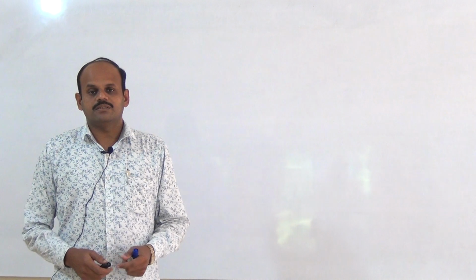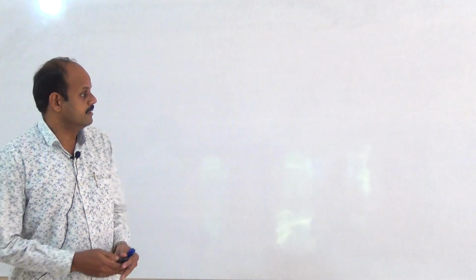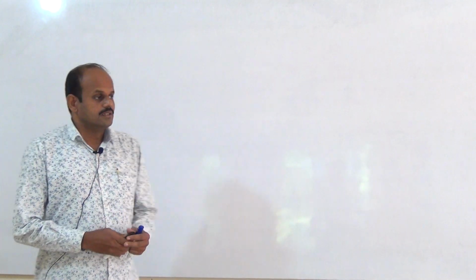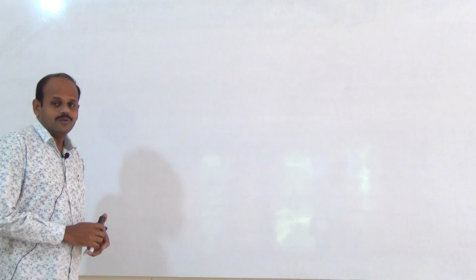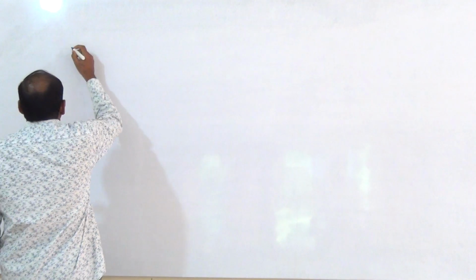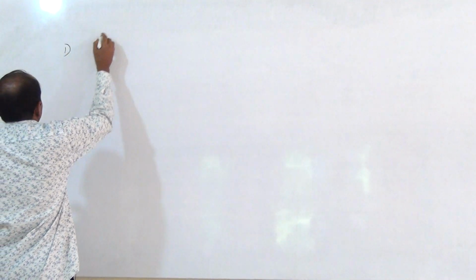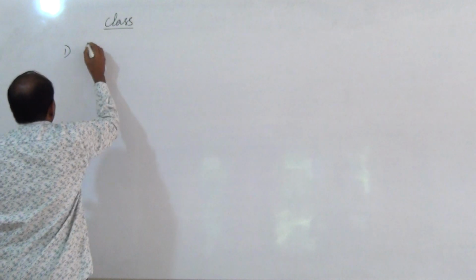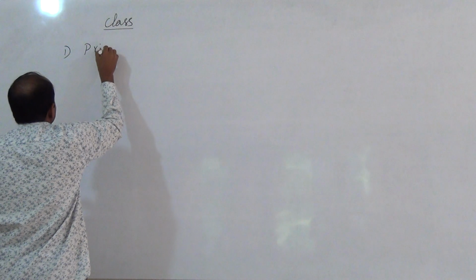Yesterday we started the amines chapter. In that, we discussed the classification of amines based on the number of alkyl groups attached to the nitrogen atom. How many classes are there? Mainly three types. What are they? The classes of amines: the first one is primary amines.